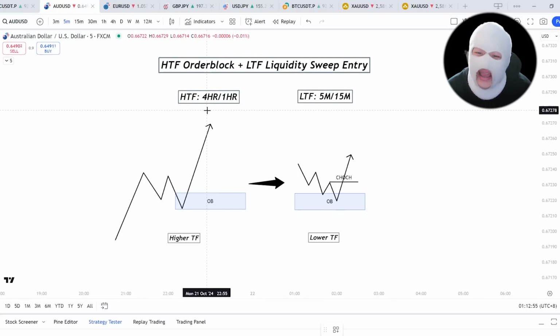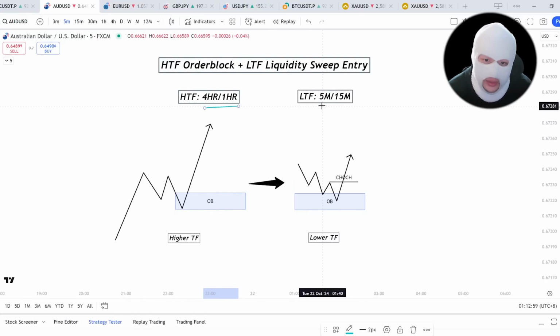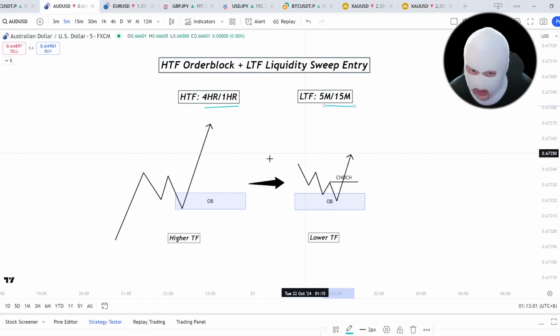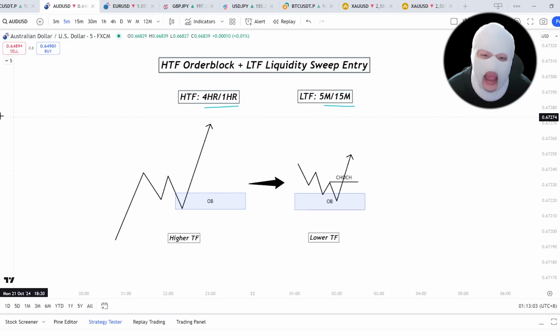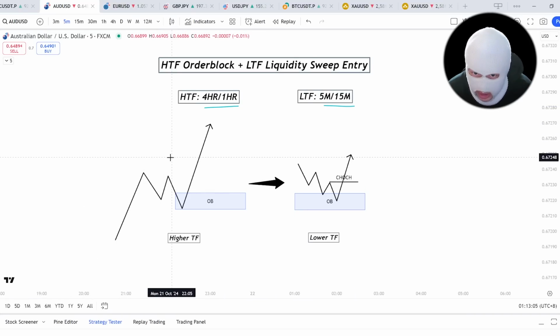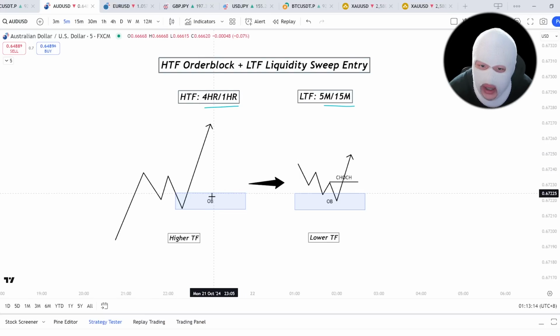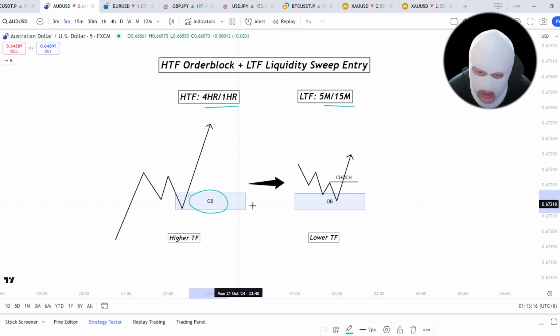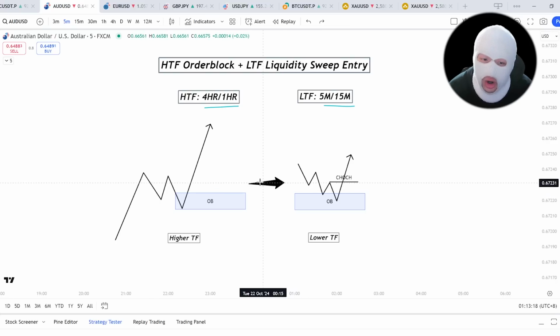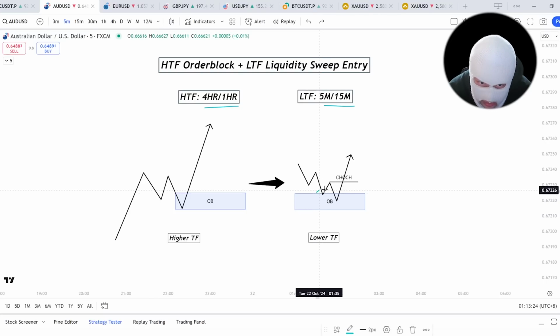Number 1, a higher time frame, 4 hour or 1 hour, and the lower time frame, the 15-minute or the 5-minute time frame. First, we analyze the market direction and structure. The goal here is to figure out whether the markets are trending upwards or downwards. Then, we mark out our higher time frame order block. Now, if you're still unsure, rewind to the order block section. Next up, we wait for price to return into the order block area.